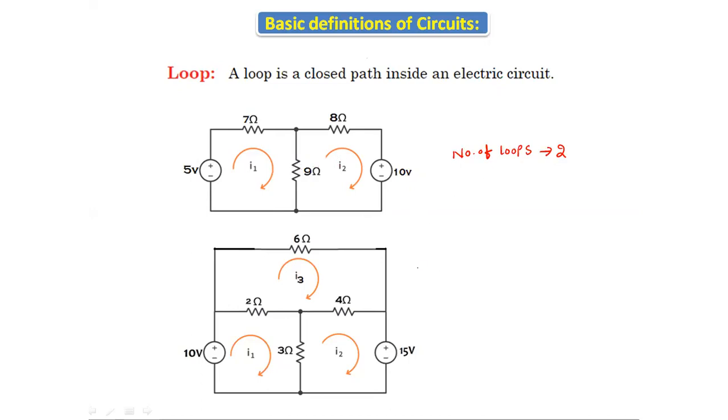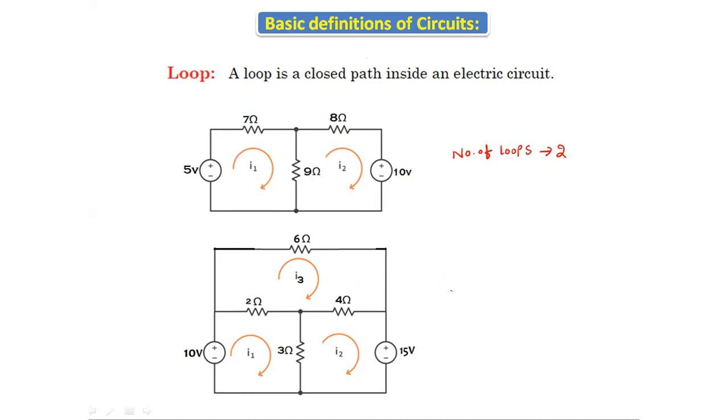Now if we take one more circuit, this circuit has three loops: loop 1, loop 2 and loop 3. I am taking one example circuit. This is loop 1, it has a closed loop. It is a closed circuit, it is also a closed circuit, and it is also a closed circuit. It has three loops. The three loops do not have any open path. That's why they have closed paths, and that's why each is called a loop.